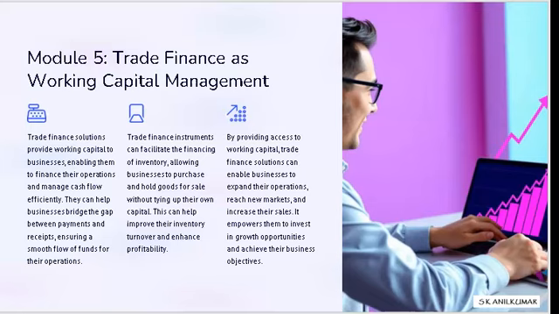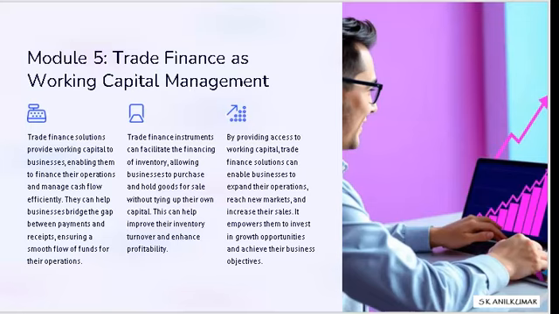In module 5, we talk about working capital management for trade finance. Trade finance solutions provide working capital to businesses. Trade finance services and products enable the operations of cross-border trade. It also helps in managing the cash flow because when you sell, you have a receivable. It may come at sight or it may come after 90-180 days. Likewise, when you buy at sight, you have to immediately pay. Sometimes you pay in advance and sometimes you may have a 90 to 180 day credit period.